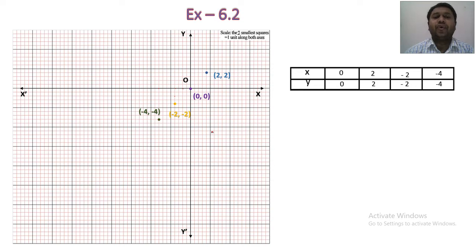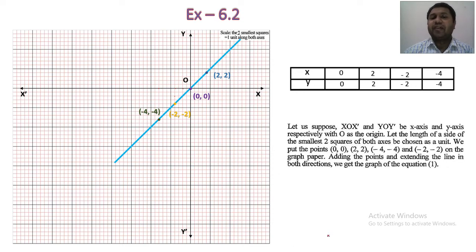So in the second table you will see there are a lot of big values, I cannot keep them in the graph paper. If I take like the previous one, 5 small squares equal to 1 unit, I cannot, that's why I take the smallest one, 2 small squares equal to 1 unit here. So I got the 4 coordinates here. If I just join them, this is the straight line of equation number 1.